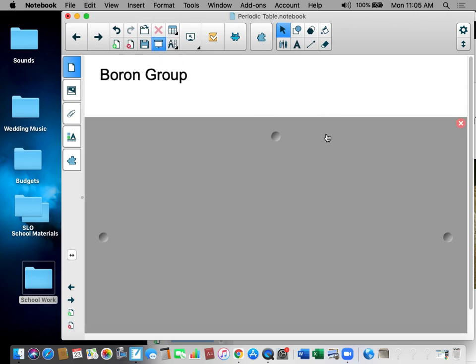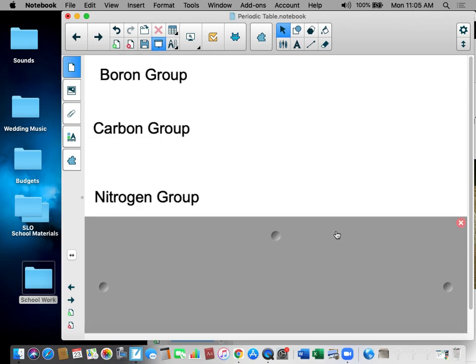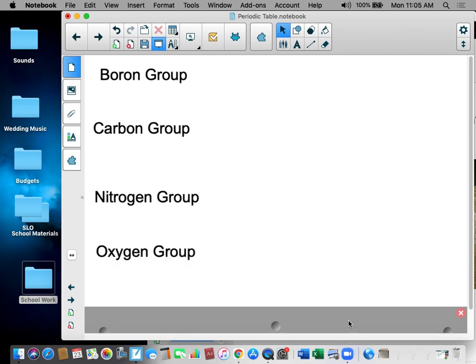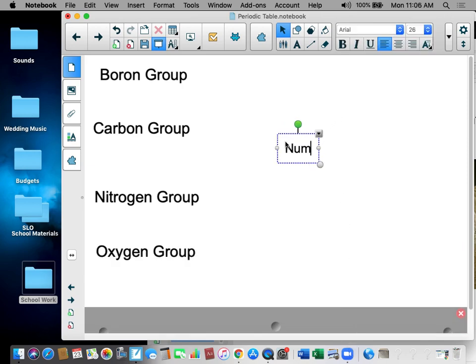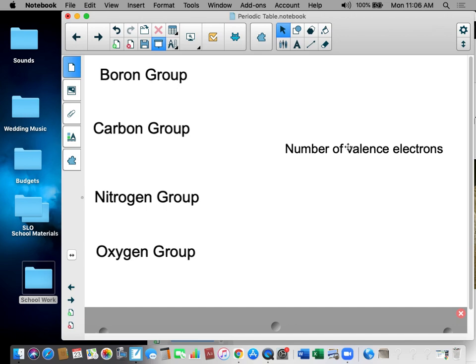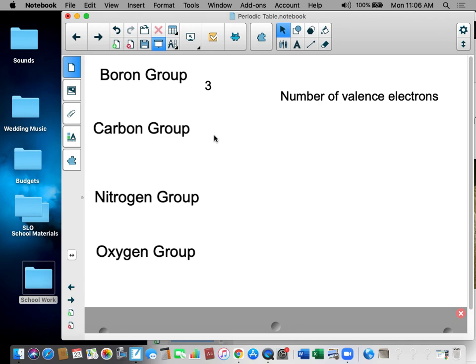The boron group, carbon group, nitrogen group, oxygen group, all we have here is the number of valence electrons. Okay, so boron has 3, carbon has 4, nitrogen has 5, oxygen has 6. That's the only characteristic of them. Beyond that, they vary so much.